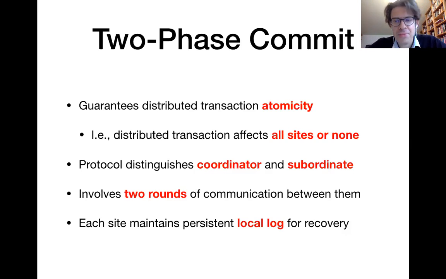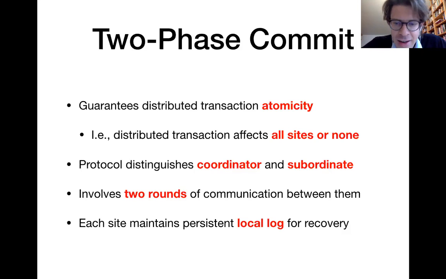consistently. In this protocol, you have two roles, the coordinator and the subordinate. The coordinator is the site that controls the distributed execution of a transaction, while the subordinates are the participants in the execution, which, depending on whether the transaction proceeds or not, will update their locally stored data. We have two rounds of communication in this protocol.